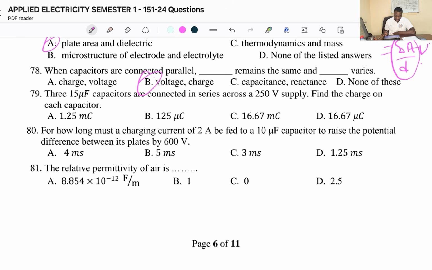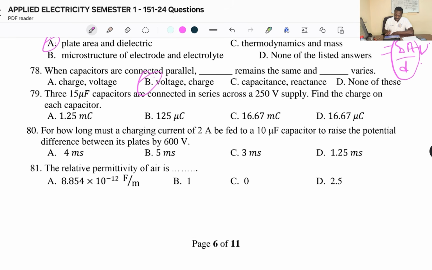Three 50 microfarad capacitors are connected in series across a 250 volt supply. Find the charge on each capacitor. So here we are dealing with 3 capacitors of 50 microfarad. These capacitors are the same. Each capacitor is 50 microfarad, and we have 3 of them, right? Now, here we have to find the charge on each capacitor.